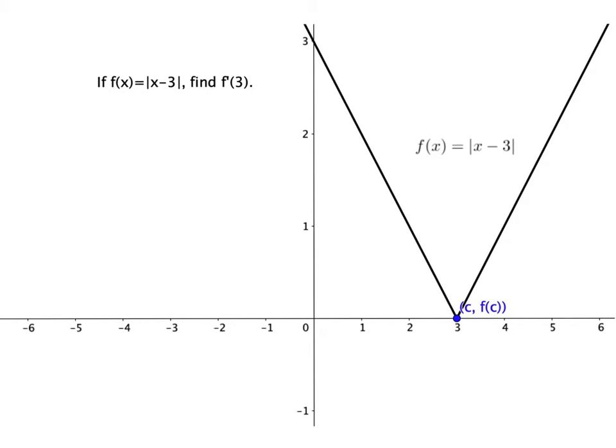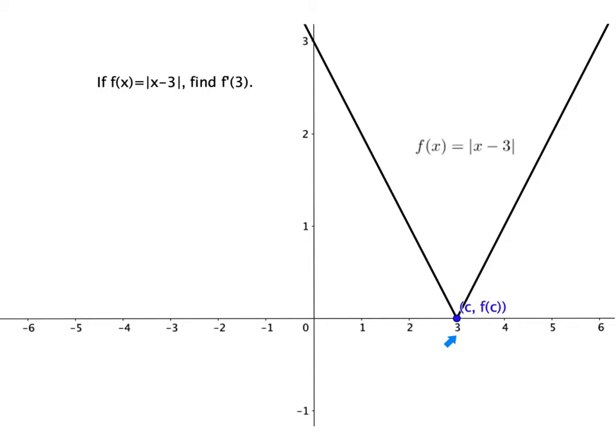In our previous example, we saw limits that were infinite. In this example, our limits will be finite. So let's take a look at the function, the absolute value of x minus 3, and our job is to find its slope at x equals 3. So let's take a look and see how that looks graphically.